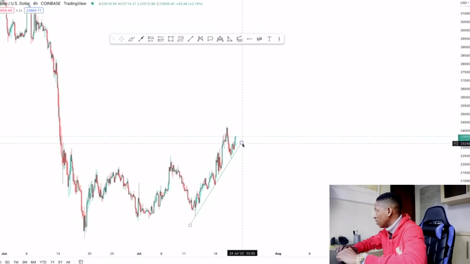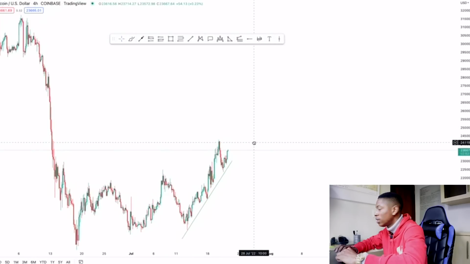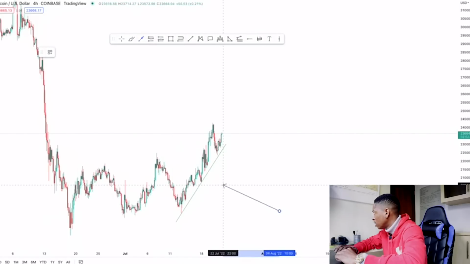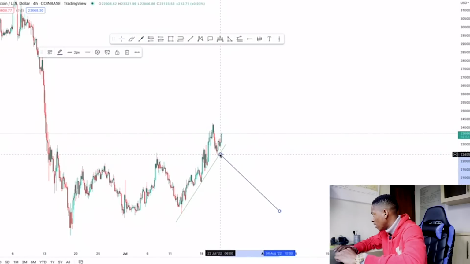But it's okay, let's not focus on that. Now let's execute some trades on it. You can see we've got our first area touch, second touch, now this being our third touch.